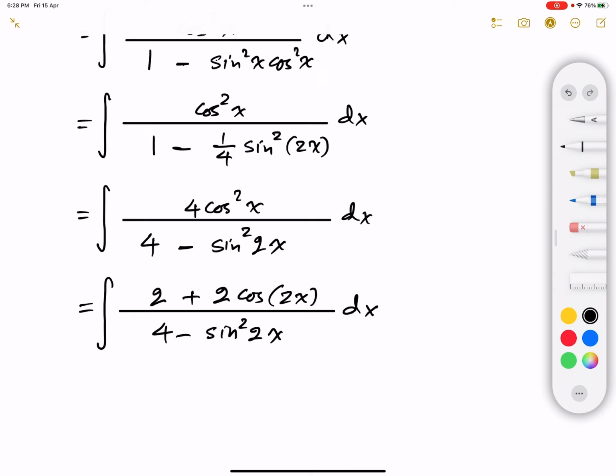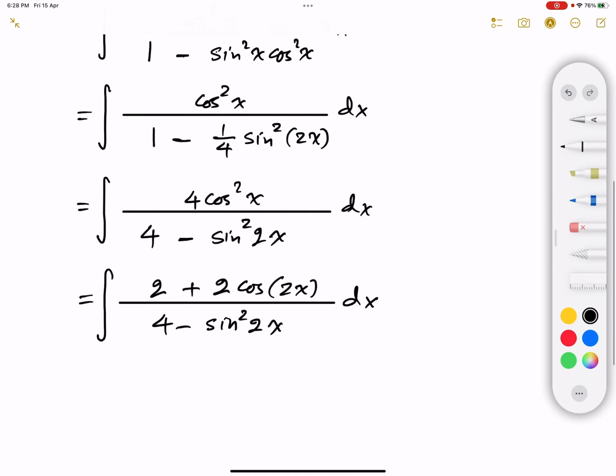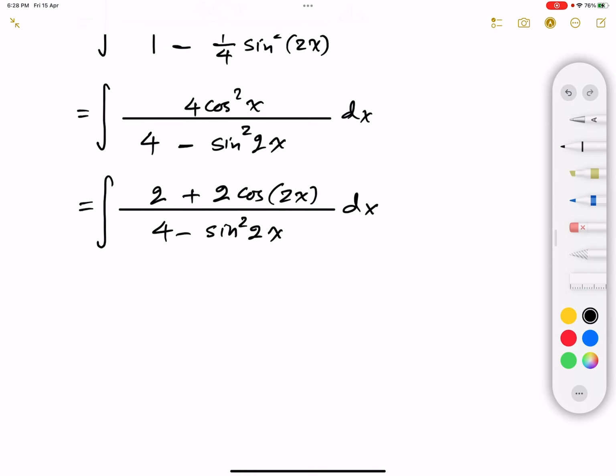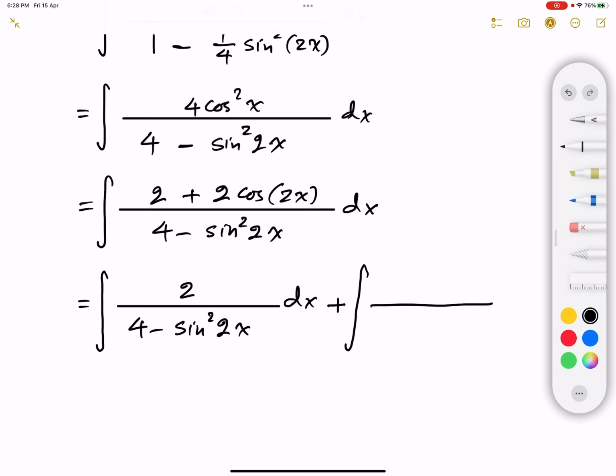And then we can split this integral into two separate integrals. Okay, so that's what we're going to do. That would simplify things. So this is going to be equal to the integral of 2 divided by 4 minus sine squared of twice x dx, plus the second integral, which is going to be 2 cosine 2x divided by 4 minus sine squared of 2x, okay, dx.